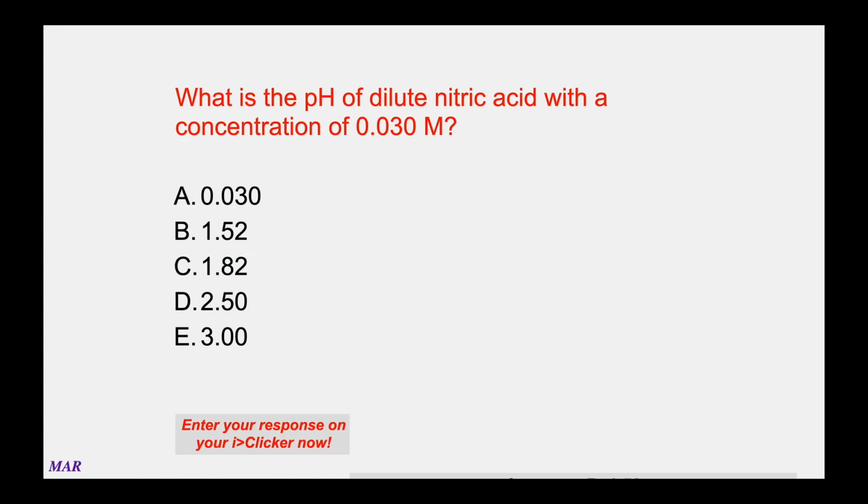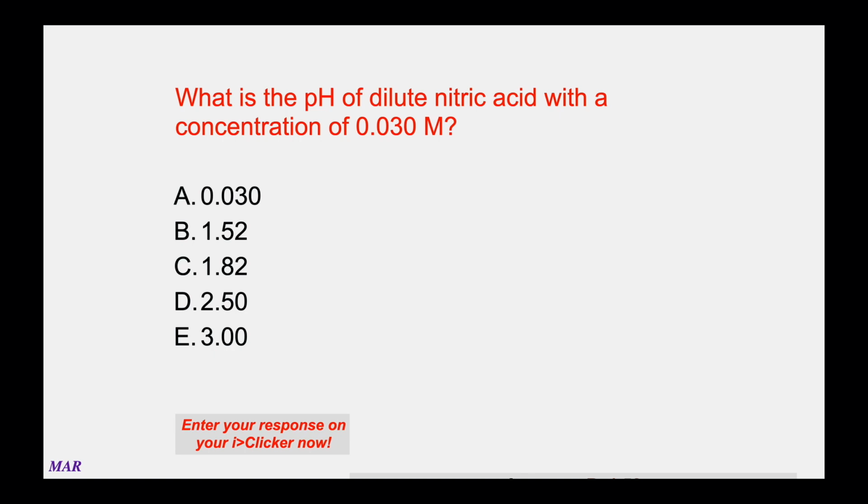What is the pH of dilute nitric acid with a concentration of 0.030 moles per liter? And here are 5 possible answers. So see if you can use your knowledge of pH to figure out the answer. This would be a good place to pause the video, work on the problem, and when you're ready, just unpause it. We'll talk about the answer. Pause your video now.